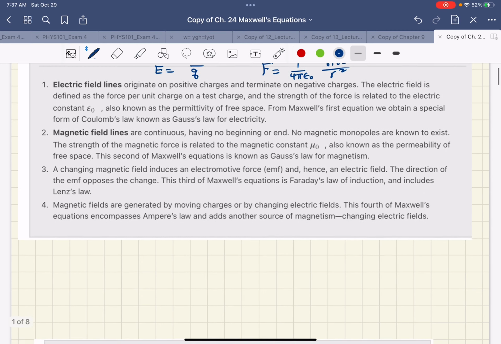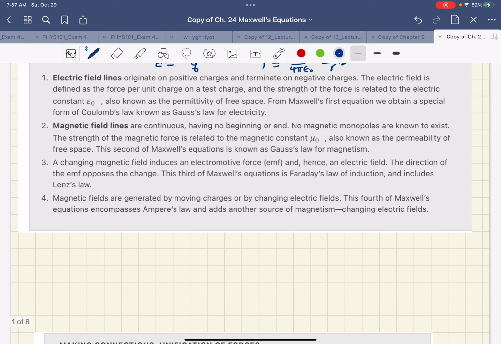Now, magnetic field lines are continuous. They have no beginning, no ending, because they go from the north to the south outside, and then from inside, they go from south to north. Then they form closed lines. No magnetic monopoles are known to exist. We cannot have a north pole by itself. We cannot have a south pole by itself either.